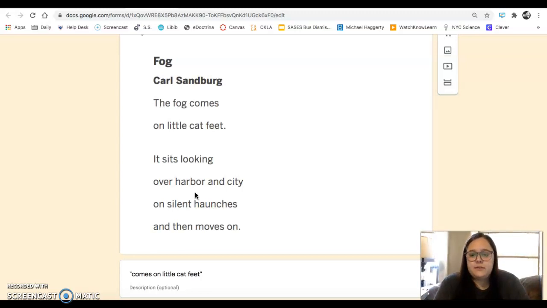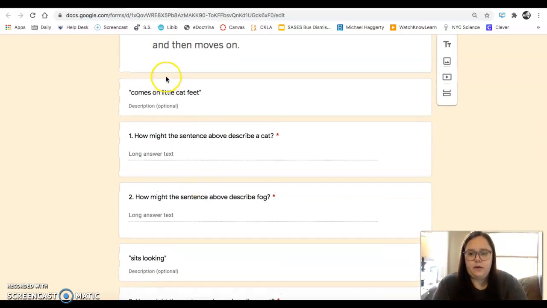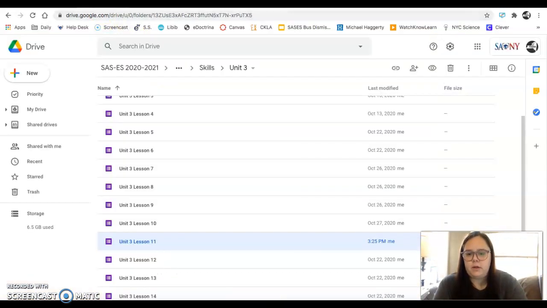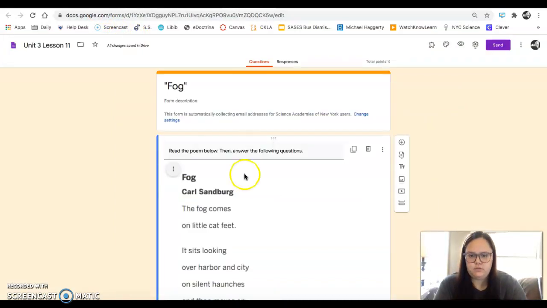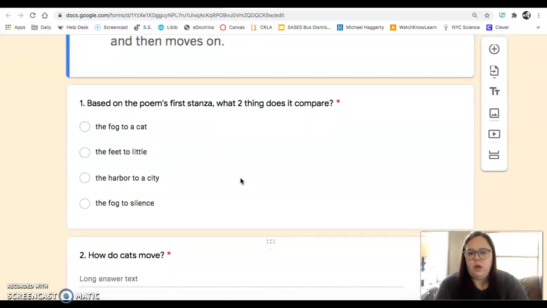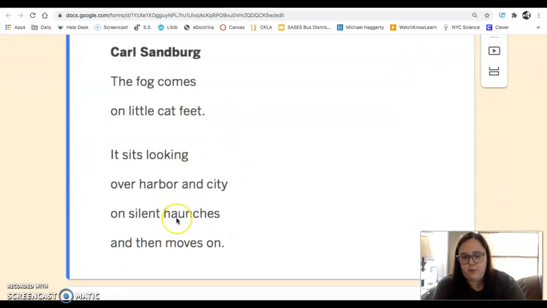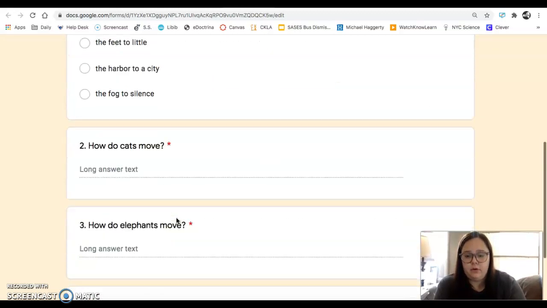The fog comes on little cat feet. It sits looking over harbor and city on silent haunches and then moves on. All right, so for your reading assignment today, you have some different sentences. Actually, that's skills. Let's do reading first. All right, so number one asks, based on the poem's first stanza, what two things does it compare? So just looking at this first stanza right here, what two things are being compared?